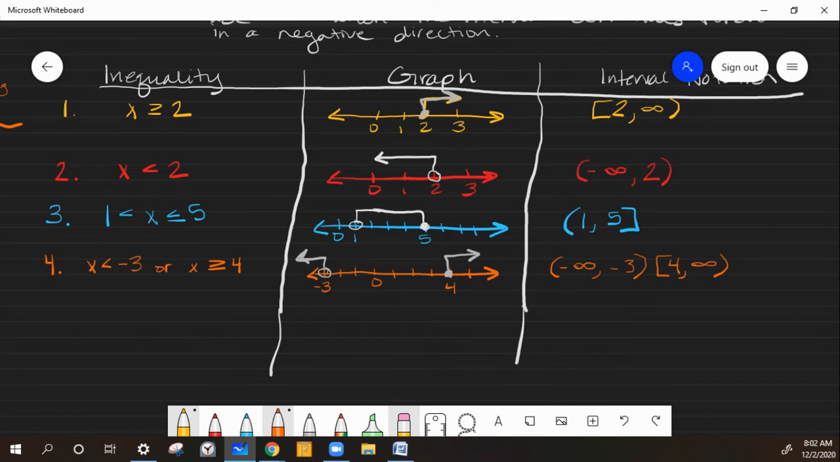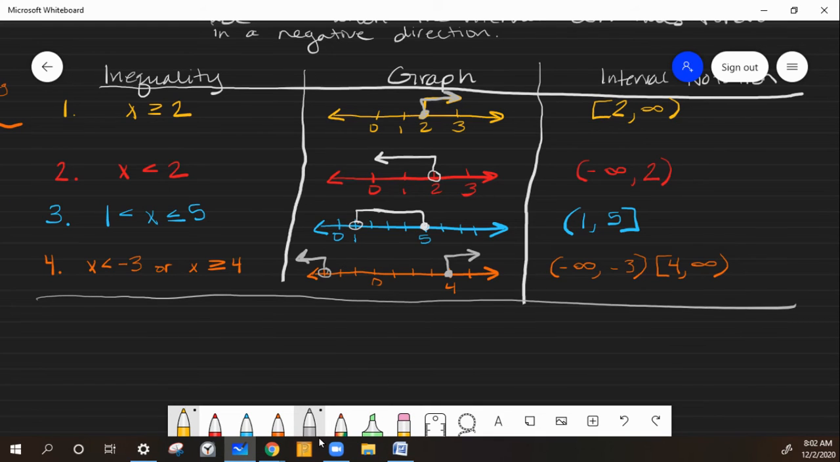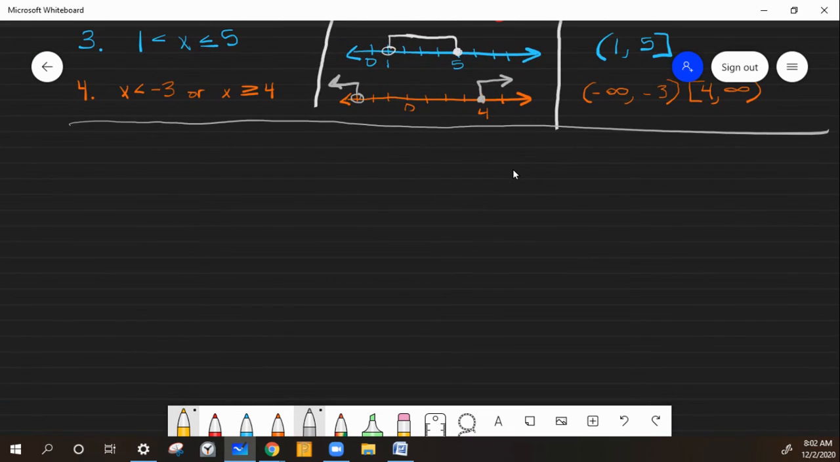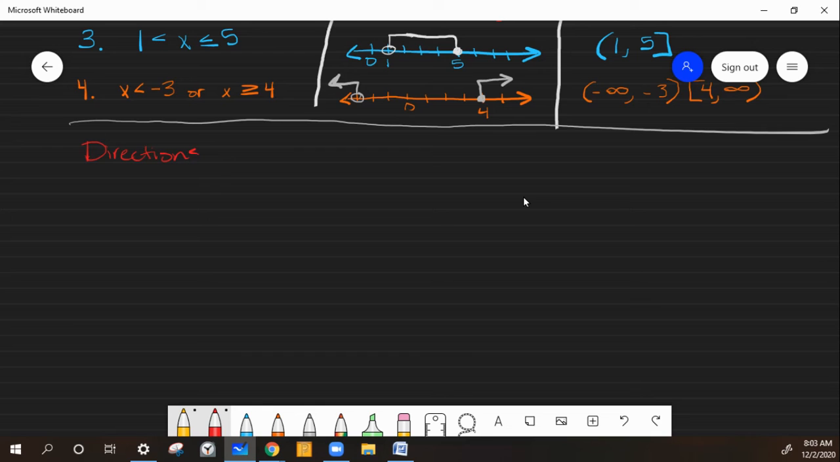Okay, so now let's look at a few more examples. Now this is your basic examples as far as here's what it looks like and how we see interval notation. But now let's look at some examples where you actually have directions. We know directions are important. They're half the battle in math, and it's important that we read them and analyze them. So here we go.